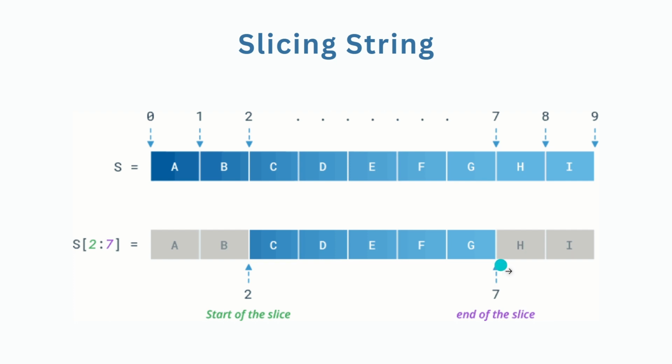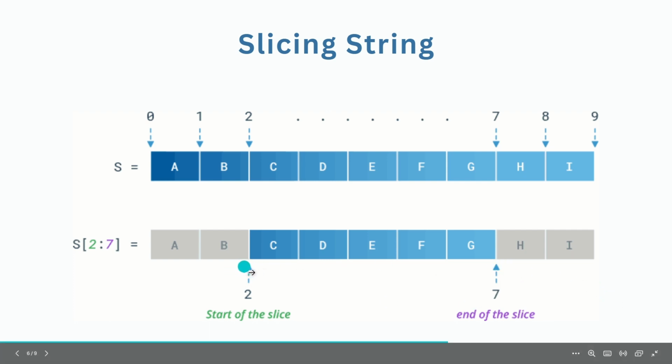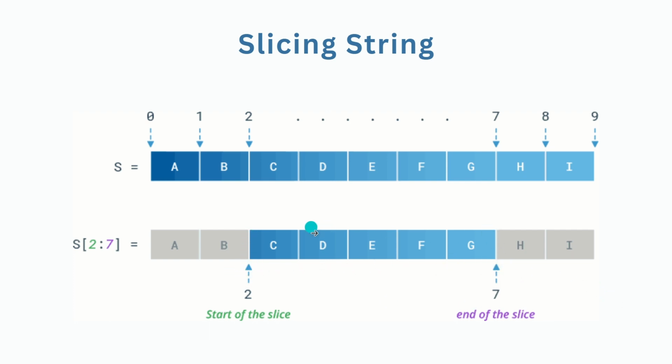So you have to note that the 7th index is not included, whereas the second one is. In this representation, the index number is written directly at the start, so it is easier for you to understand. When we say 2 till 7, 7 is over here and 2 is over here, it can easily be mapped in between. So C, D, E, F and G, which is index number 2, 3, 4, 5 and 6. 7 is not included. So that is how you simply slice a string.